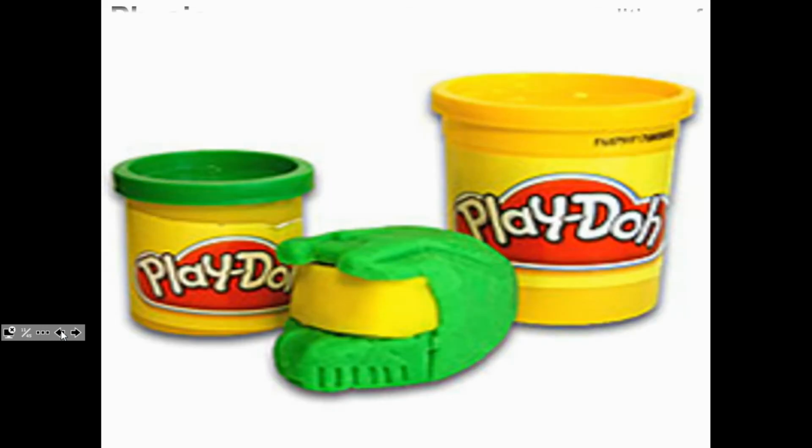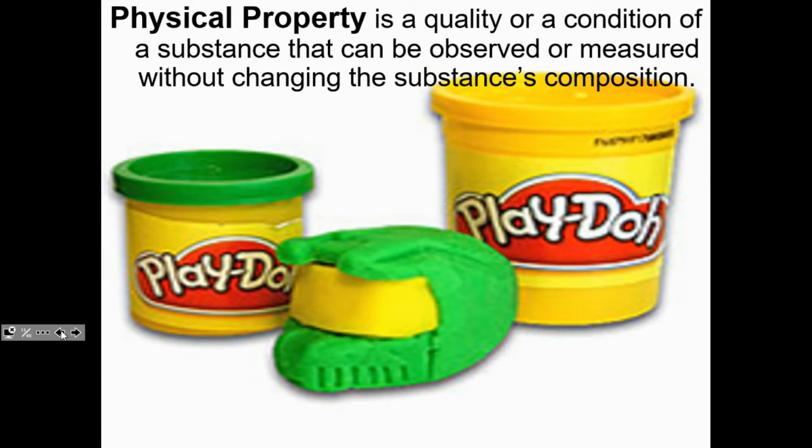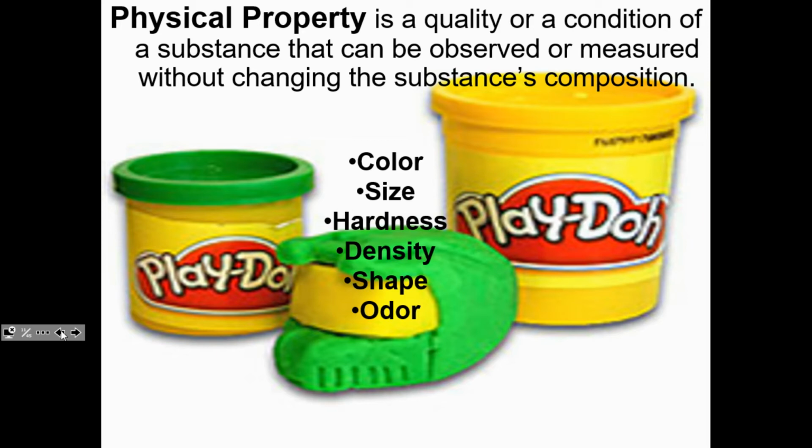When we talk about physical properties, we're going to talk about physical changes, and then we're also going to talk about chemical changes. A physical property is a quality of a substance that can be observed or measured without changing the actual composition. So for instance, let's give some examples of physical properties. Color, size, hardness, density, shape, odor, melting point, and boiling point. All of these we can measure without actually changing the substance's composition. It's more of a description rather than a change.